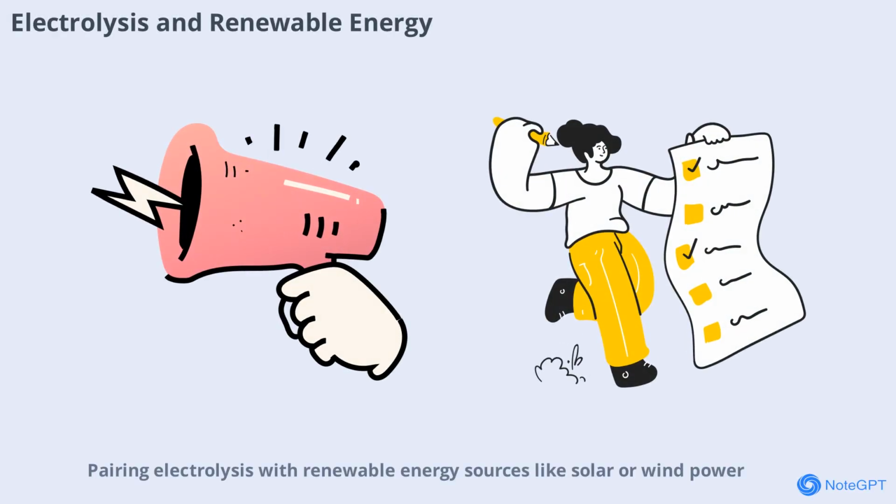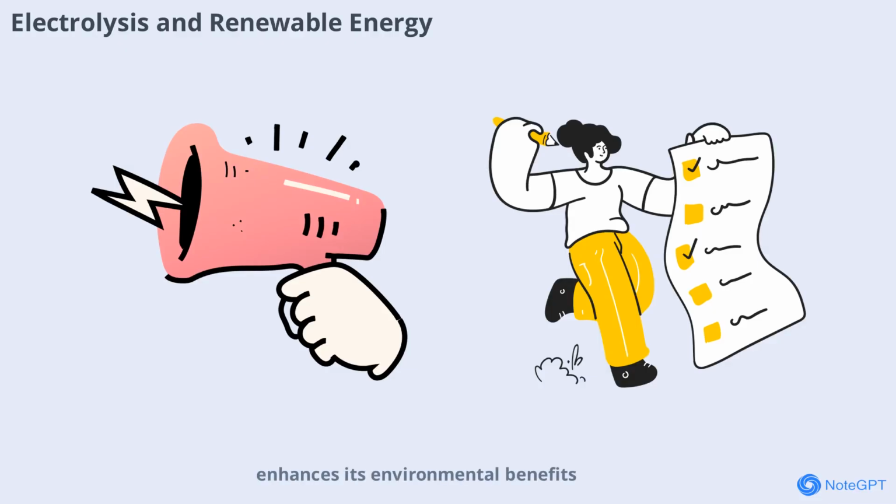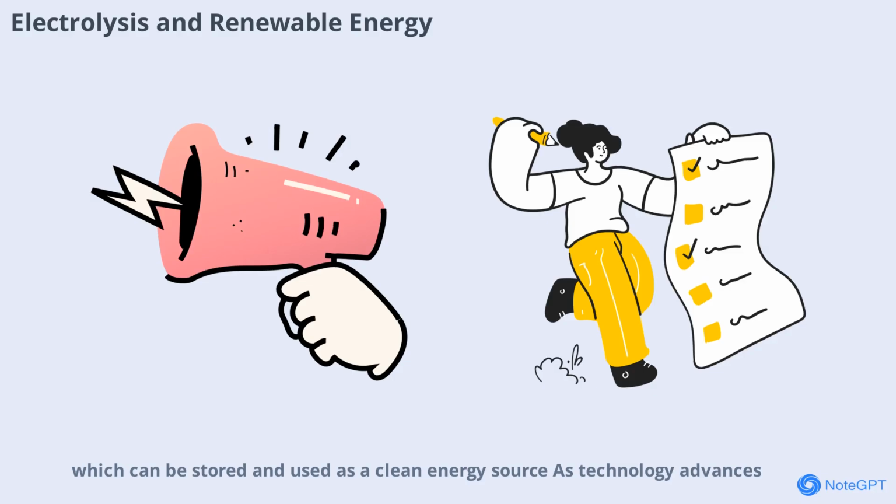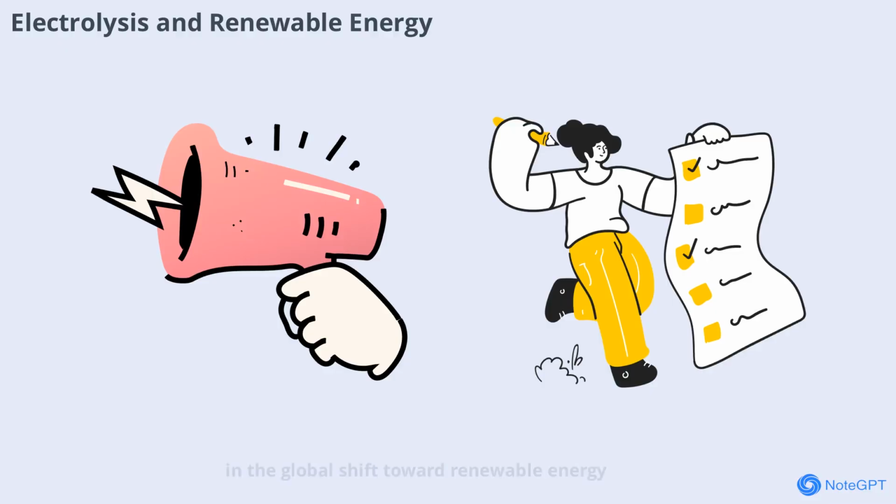Pairing electrolysis with renewable energy sources like solar or wind power enhances its environmental benefits. This combination allows for the production of green hydrogen, which can be stored and used as a clean energy source. As technology advances, electrolysis will play an increasingly important role in the global shift toward renewable energy.